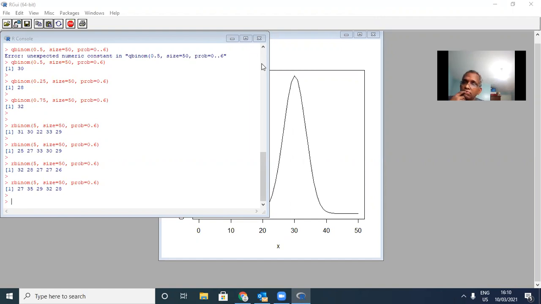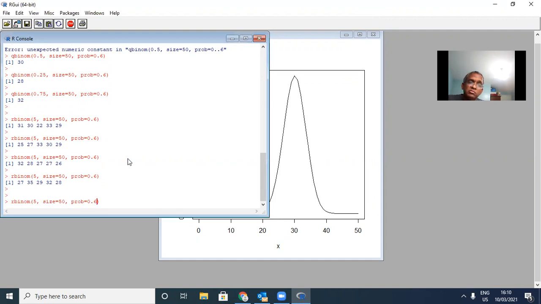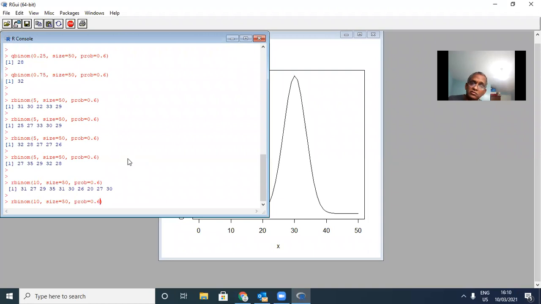What's that? I have a question about rbinom. What is that? Yeah, rbinom, as I mentioned, my friend, is a command for generating random numbers from a distribution. So in this case, you're generating random numbers from a binomial with parameters 50 and 0.6. And the sample size that you're generating is 5. It doesn't need to be 5. It could be, for example, 10, or it could be 100.